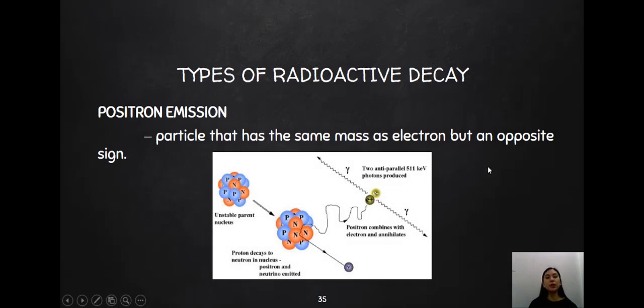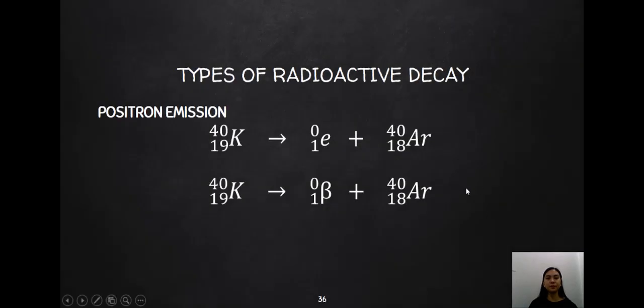Next is your positron emission. It is a particle that has the same mass as an electron but an opposite sign. So, yung positron emission, it's like a beta particle. However, your beta particle kasi, di ba, contains a negative charge, and your positron emission is parang a beta particle which contains a positive charge.